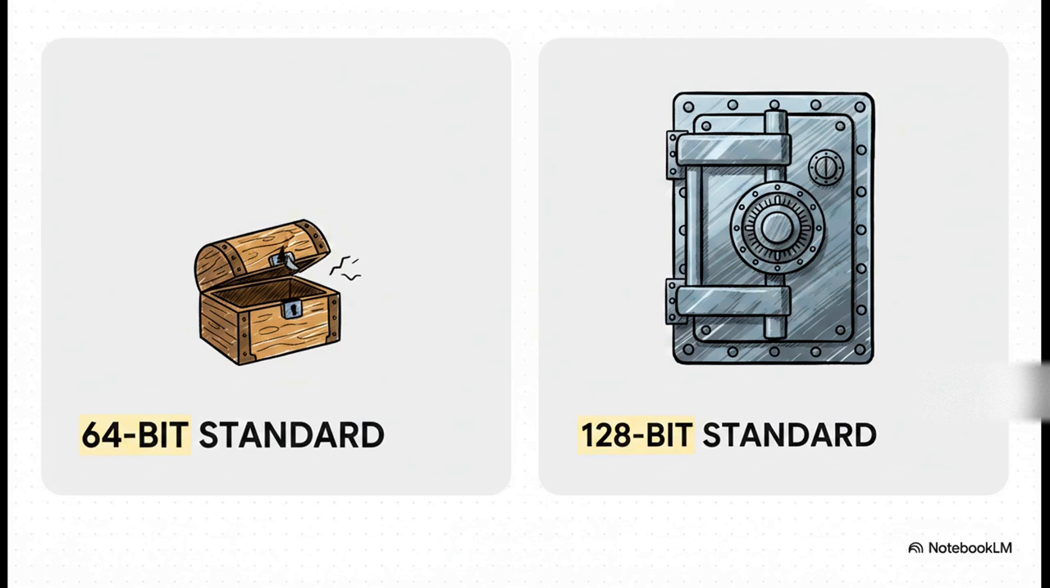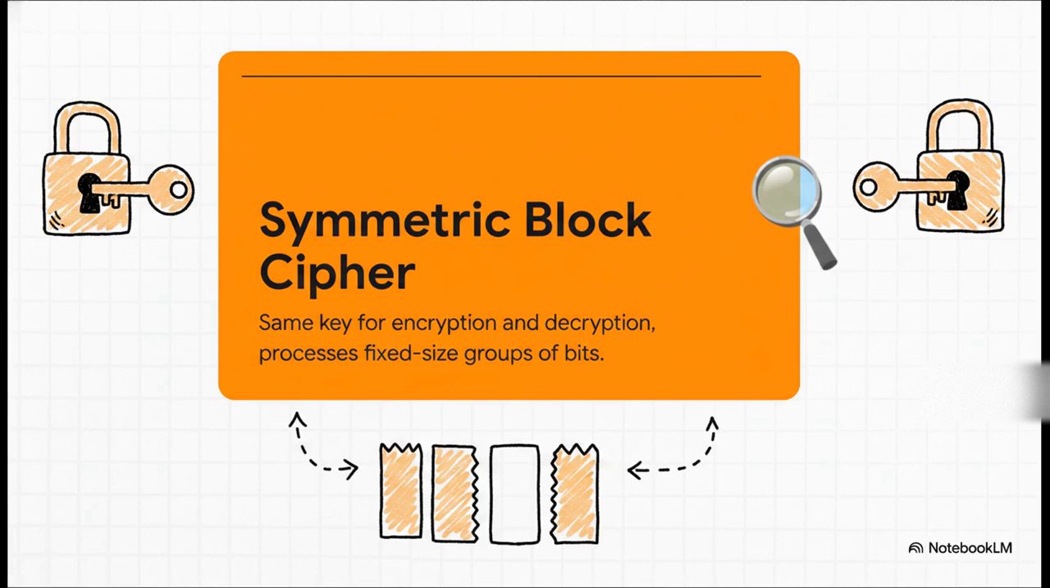Enter AES. Published by NIST back in 2001, it was this powerful, secure alternative that significantly upgraded our baseline security, literally doubling the raw intake size from 64 to 128 bits. But before we officially step onto the factory floor, let's just make sure we're on the same page about what kind of machine AES actually is.